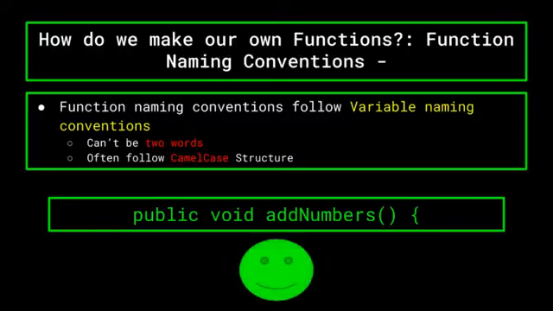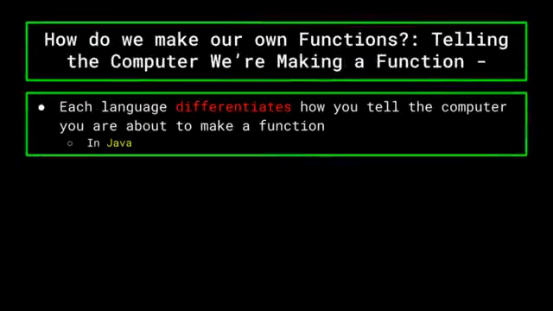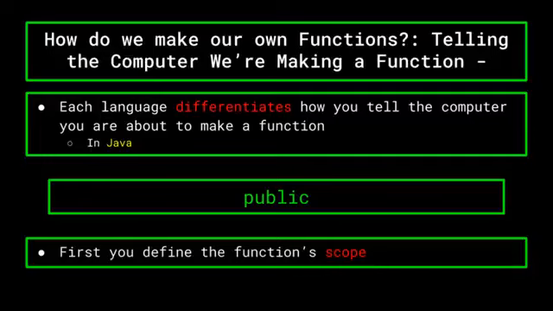Alright, so in general for making functions, each language differentiates on how you tell the computer that it's actually a function. In Java, you have to define the function scope, which is something you don't really need to know unless you're going to become more invested in Java, but basically it tells the computer which parts of the code can use the function and which type can't. For this series, all of our functions that we make are going to be public.